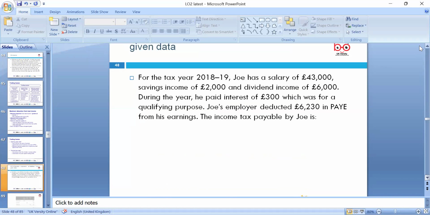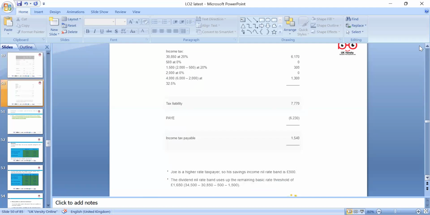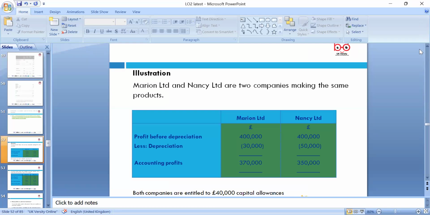We can adjust, like here is the example 43,000 saving income and all, and Joe's implied deduction, that has been deducted at source. We can look at the employment income, saving income, dividend, interest, personal allowance in the years, and then we can look at how much was the tax chargeable, and then we can apply the tax according to the rate of the year. Okay, so these are what you've been given. I included the previous year links, and please you've been given this year's rates.